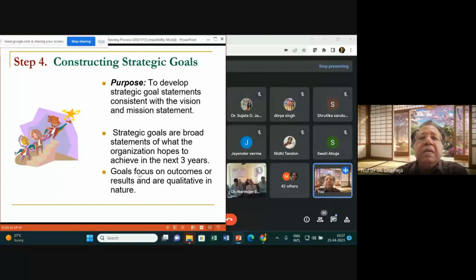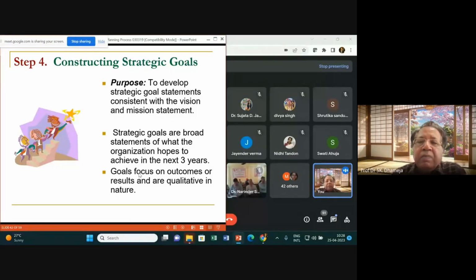To develop strategic goal statements consistent with the vision and the mission: to accomplish your vision, you make the mission. To accomplish your mission, you prepare the goals. The strategic goals are broad statements of what the organization hopes to achieve in the next 3 years.